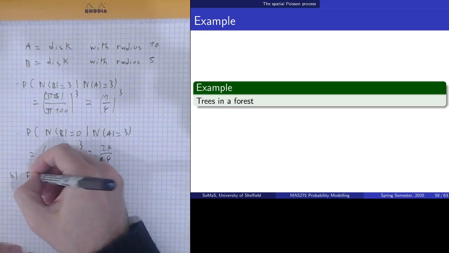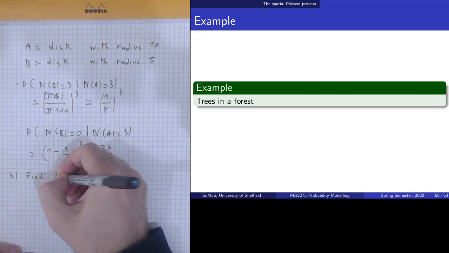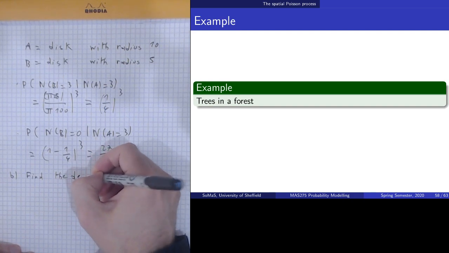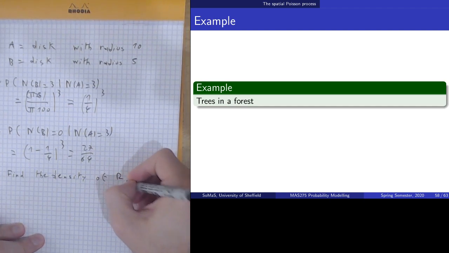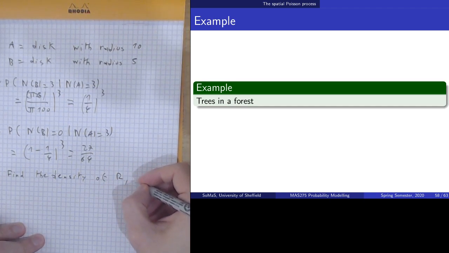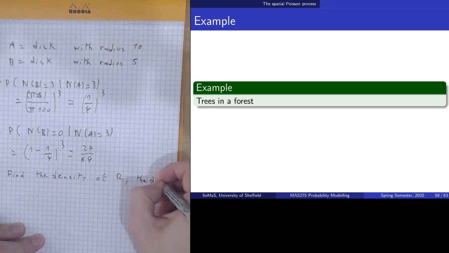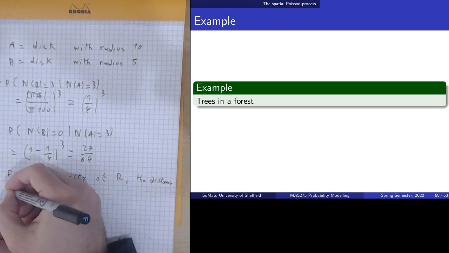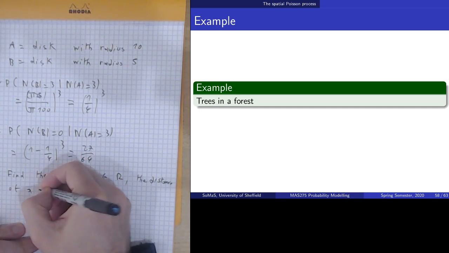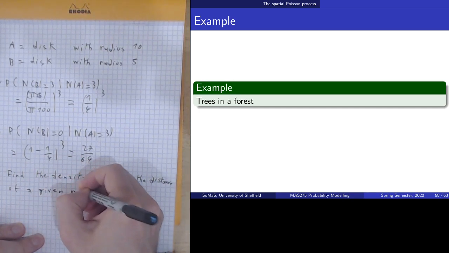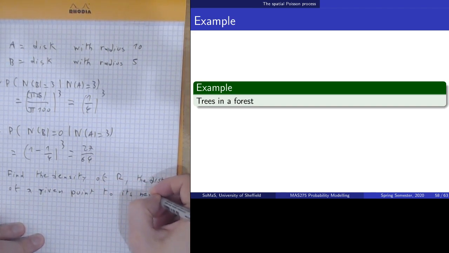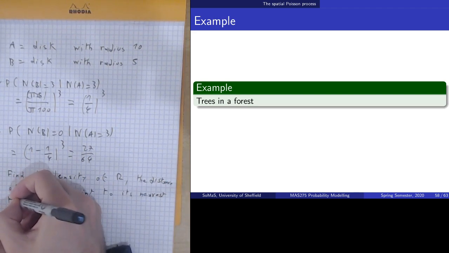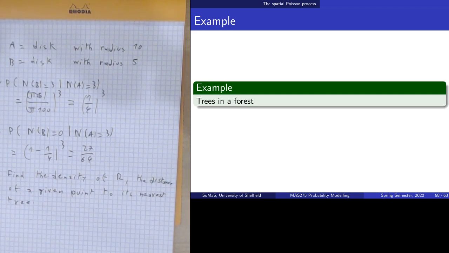Find the density of a certain random variable R, which is the distance of a given point to its nearest tree. And this uses similar ideas, as we said, to the interoccurrence times.